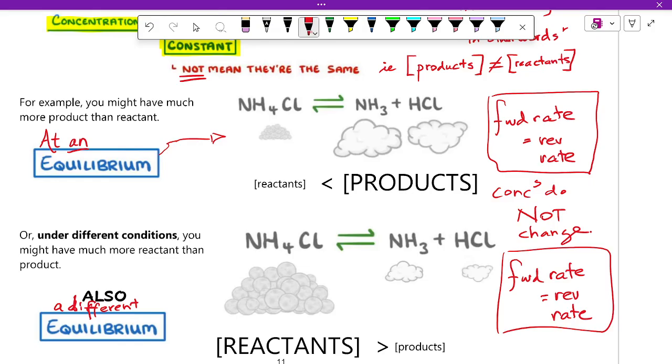Now, what kind of different conditions are we talking about? Maybe we've changed the temperature. Maybe we've changed the volume of the container. We'll look at all of those individually as we go, all right, and how they actually affect the position of the equilibrium.